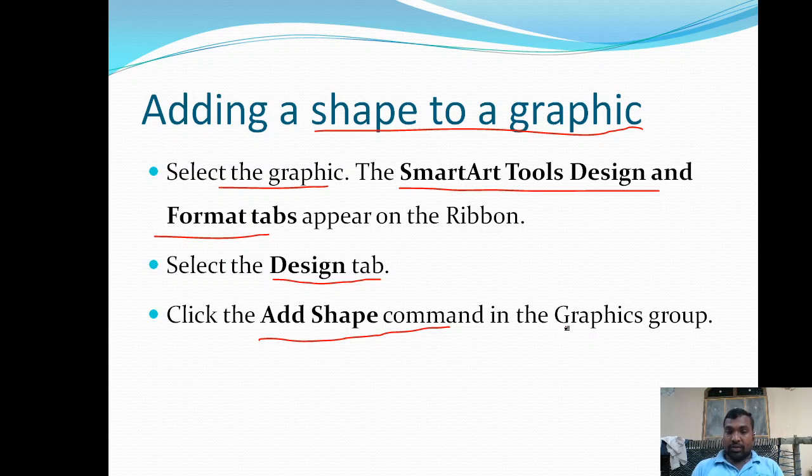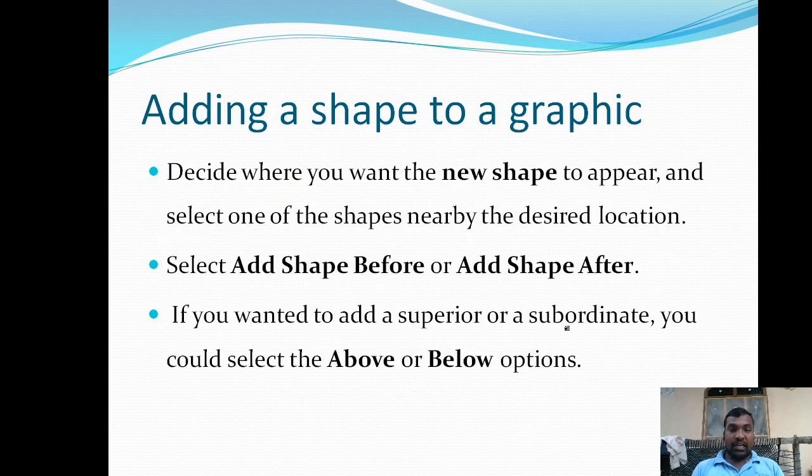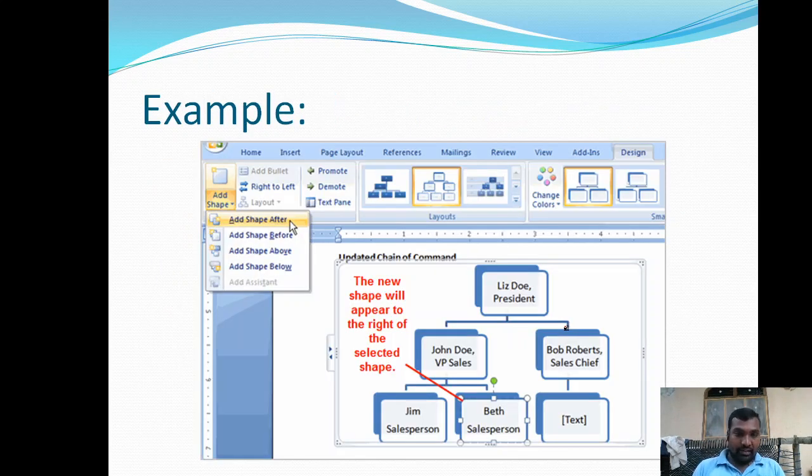So click on the Add Shape command, and here, this is the Add Shape command under the Design tab. After selecting this Add Shape command, you are getting four types of options, so you need to choose any one of these. First of all, let us elaborate each of these commands in brief.